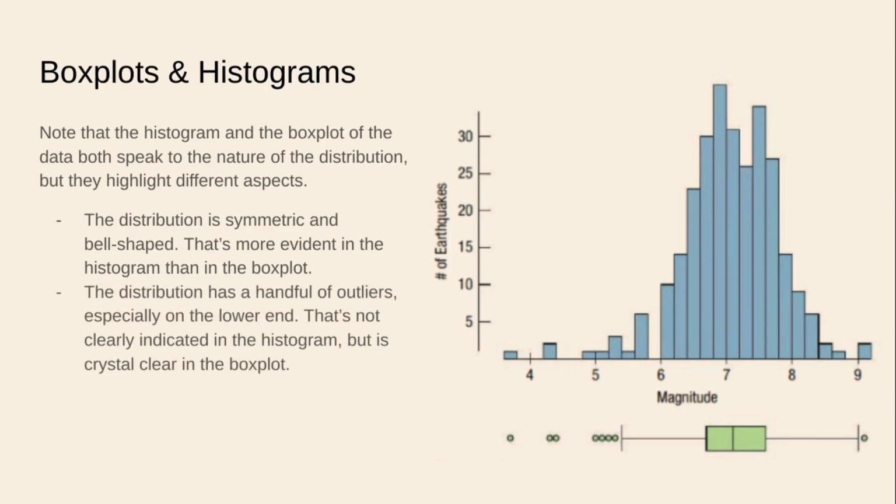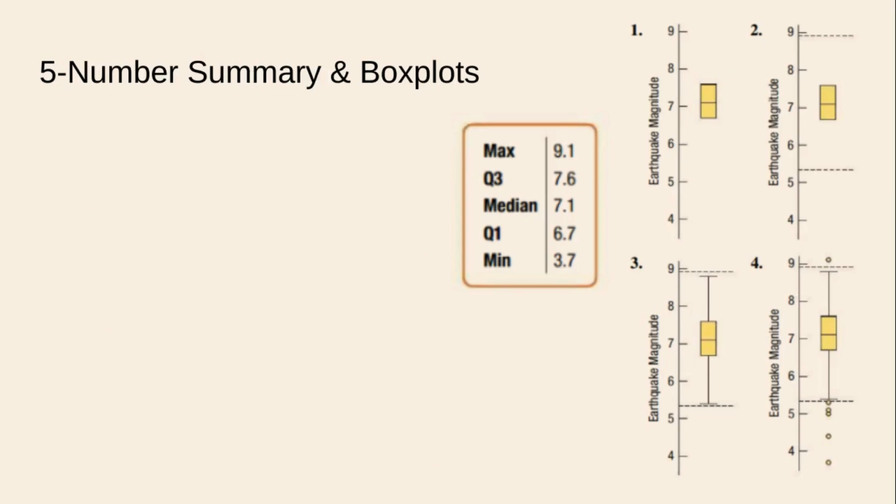However, the distribution has a handful of outliers, especially on the lower end. That is not clearly indicated in the histogram. We don't know what to make of these values around here. We also don't know what to make of the values up here. Are they outliers? Are they not? Well, apparently there are a few outliers down here and one up there. So clearly in the box plot we have outliers, but we would not be able to tell that immediately from our histogram. It seems like a bit of a close call.